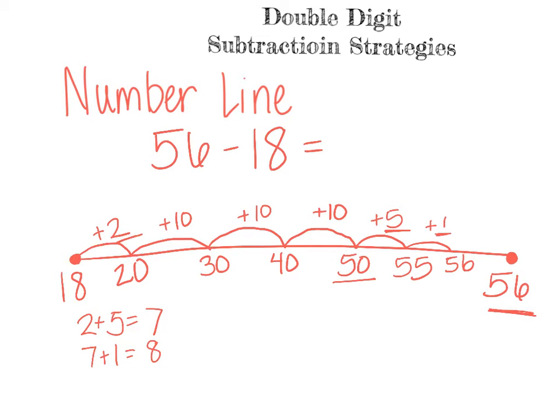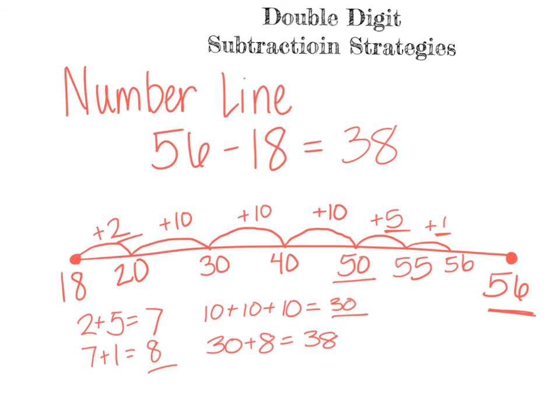And I have 3 10s. So I need to add these 3 10s together. 10 plus 10 is 20, plus another 10 is 30. So now I'm going to add 30 plus 8. 30 plus 8 equals 38. So 56 minus 18 equals 38.